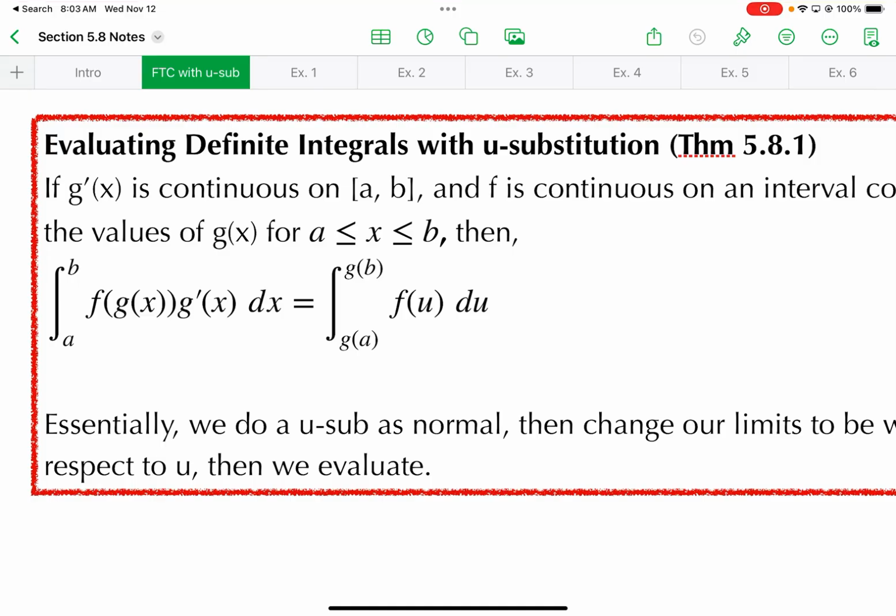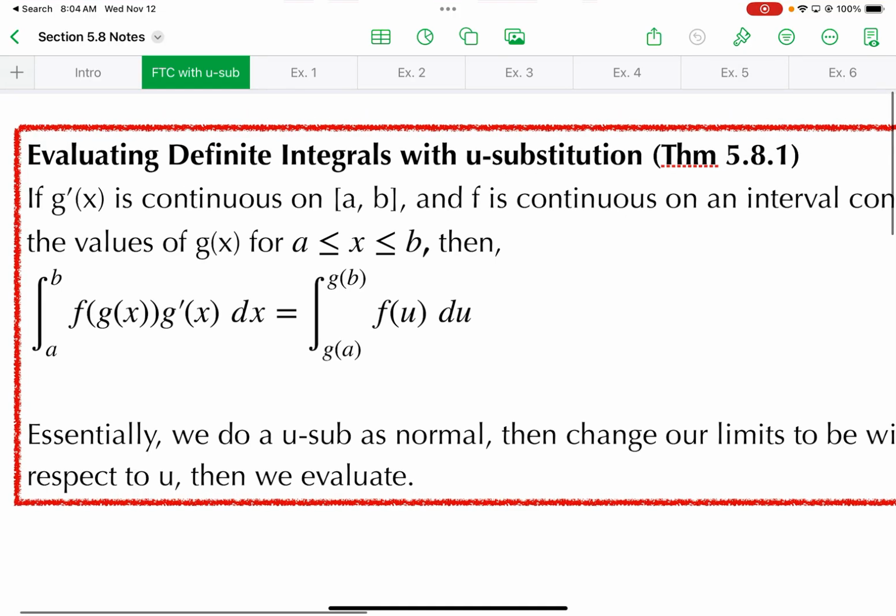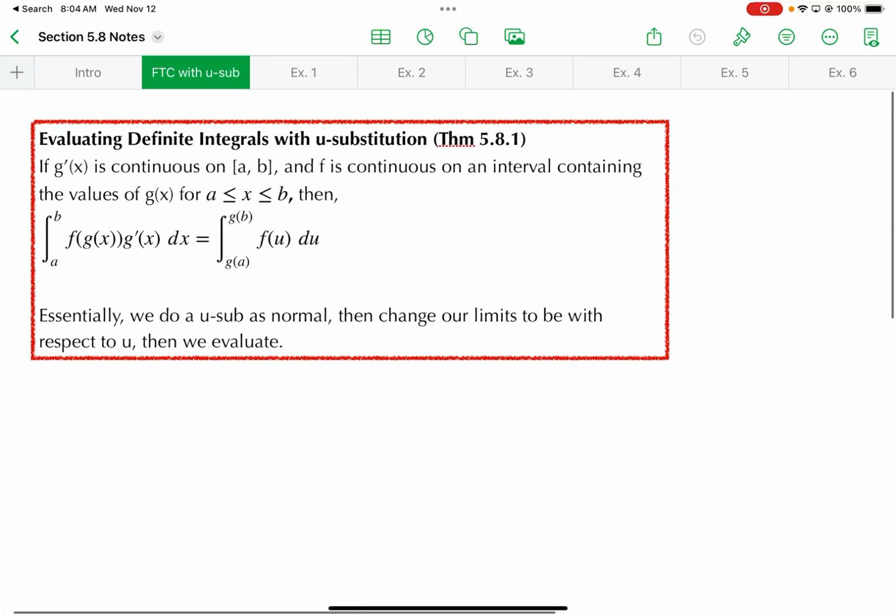The limits that they initially give you are in terms of x. They're just numbers, but they represent x values. So what we're going to do is change our limits to represent values for u and then evaluate it with those values. And that'll just make it easier and take a step away, okay? So all we've got to do is change our limits.